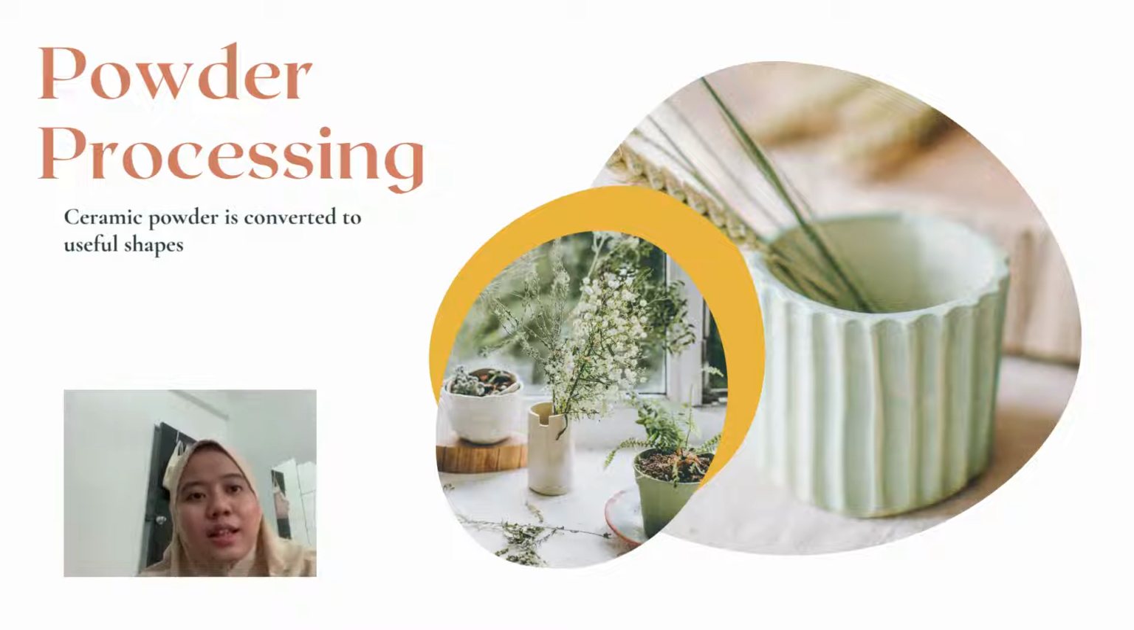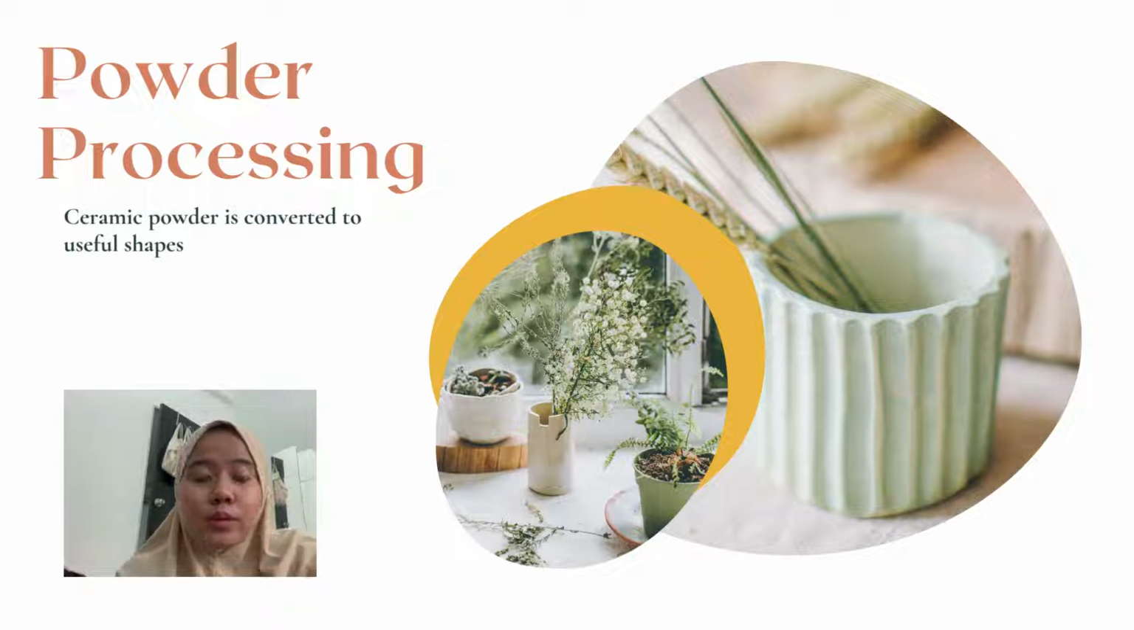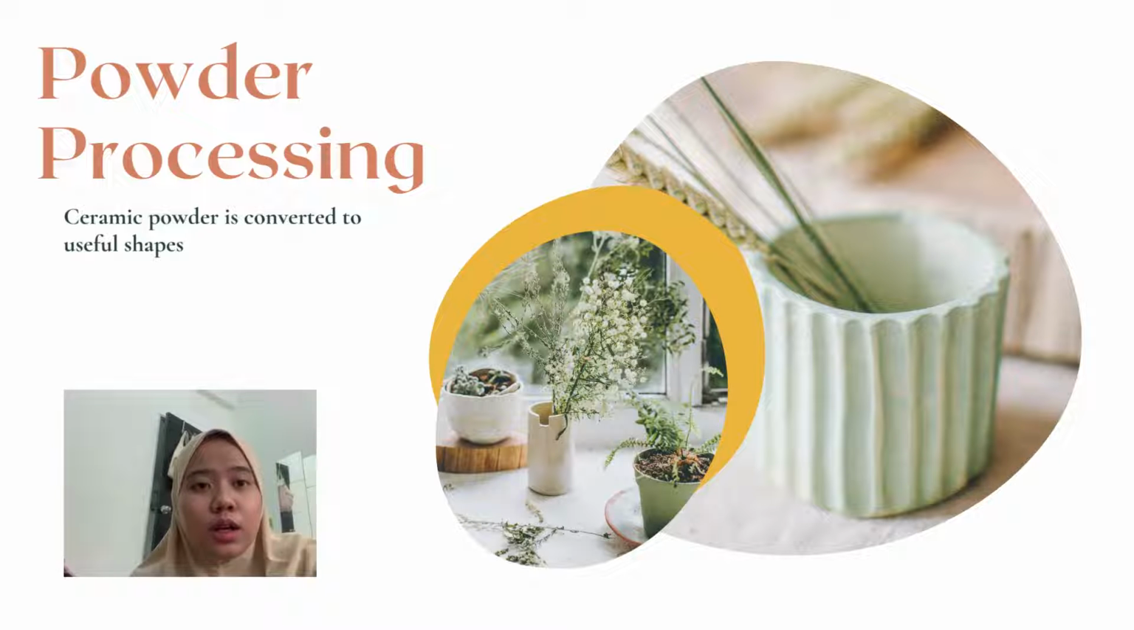Lastly, it is powder processing. The purpose of powder processing is to convert the ceramics to useful shapes. So there are three ways to convert it. First is slip casting, second is tip casting, and lastly injection molding.